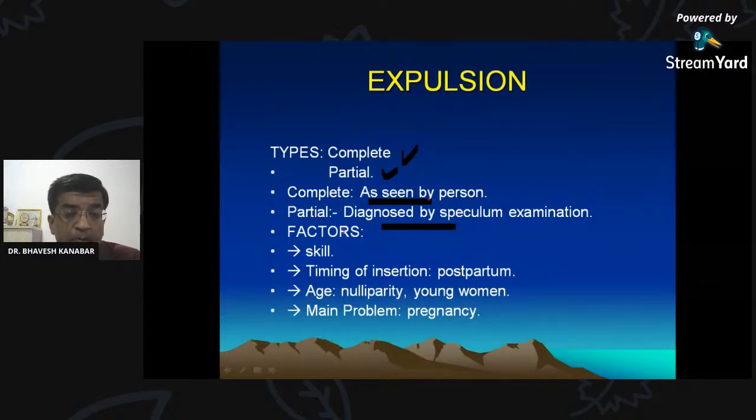Factors to reduce such complications: skill, which we have discussed already, and timing of the insertion. Postpartum is the ideal timing for insertion. By this timing, in PPIUCD, expulsion rate can be lowered. In nulliparous and young women, expulsion rate can be low. And the main problem with this is pregnancy.